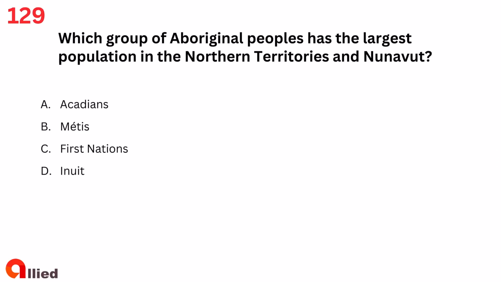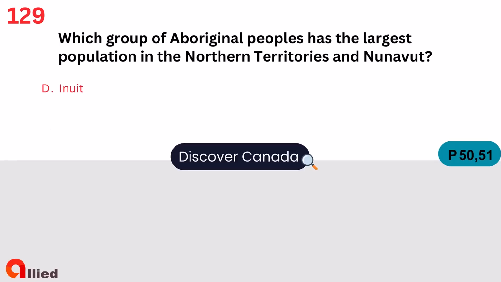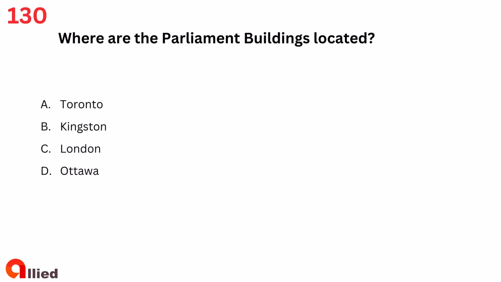RCMP. Question 129. Which group of Aboriginal peoples has the largest population in the Northern Territories and Nunavut? A. Acadians. B. Métis. C. First Nations. D. Inuit. The answer is D. Inuit.